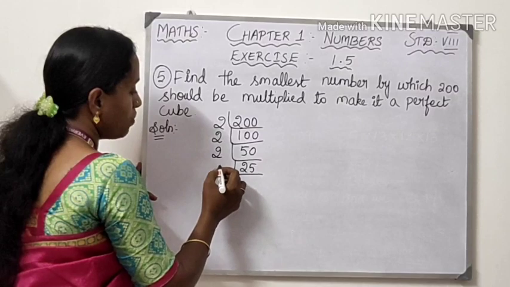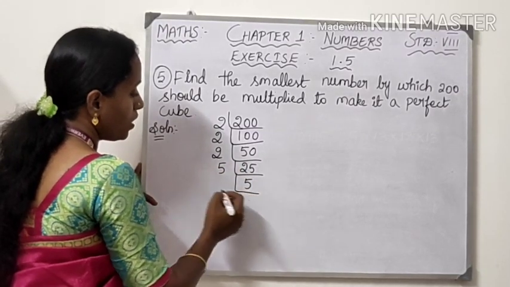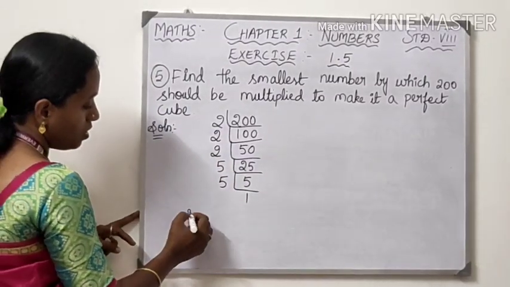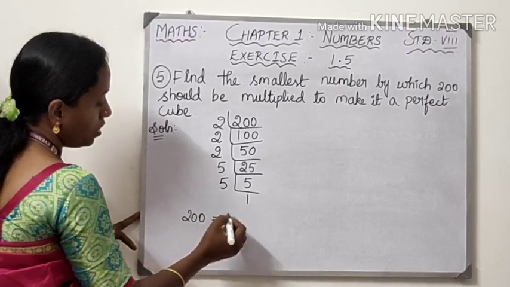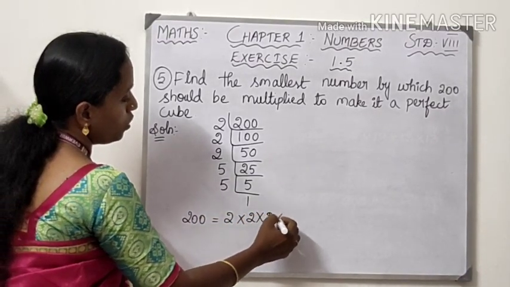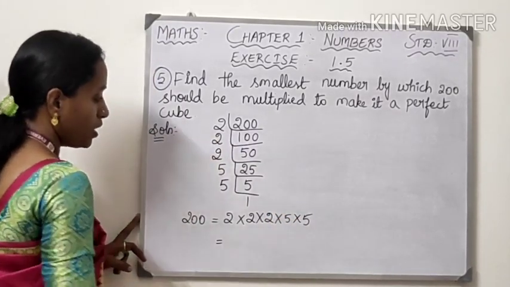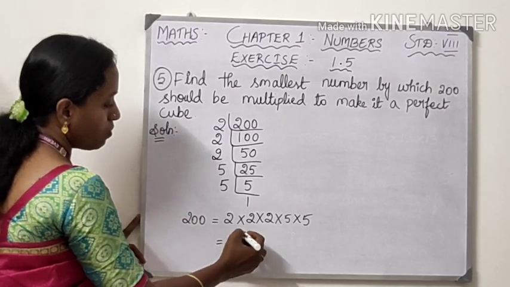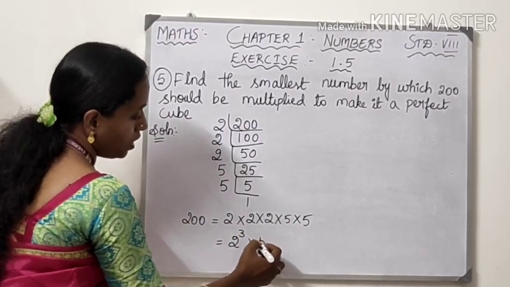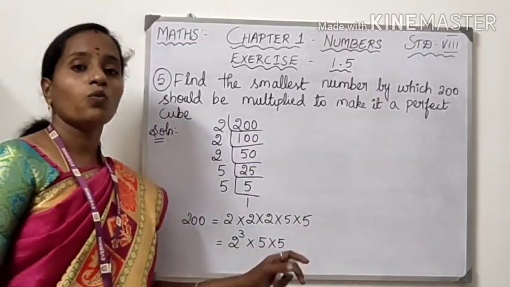Then this 25 can be divided using the 5 table. So 5 5s are 25. Then again 5 ones are 5. So let me write this. 200 is equal to 2 into 2 into 2 into 5 into 5. So let us make the triplets. So already you know what is meant by a triplet. So 2 to the power 3. And this last 5 into 5, this we cannot make a triplet because we need one more 5.